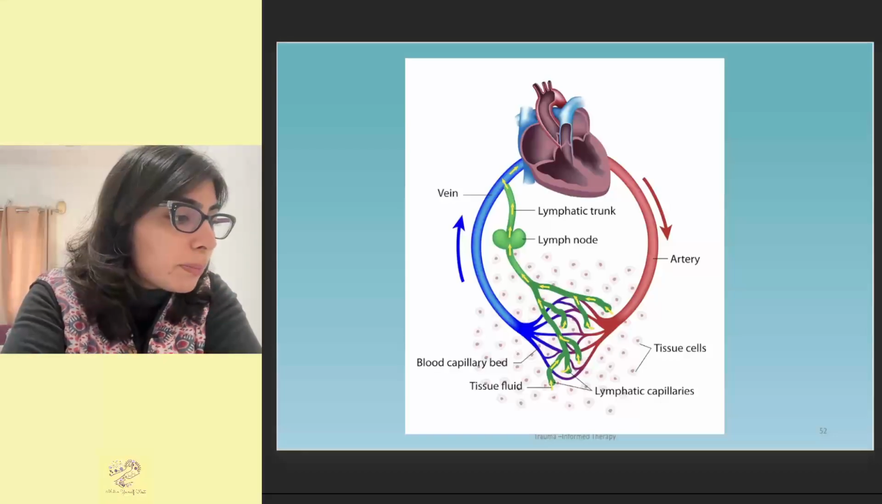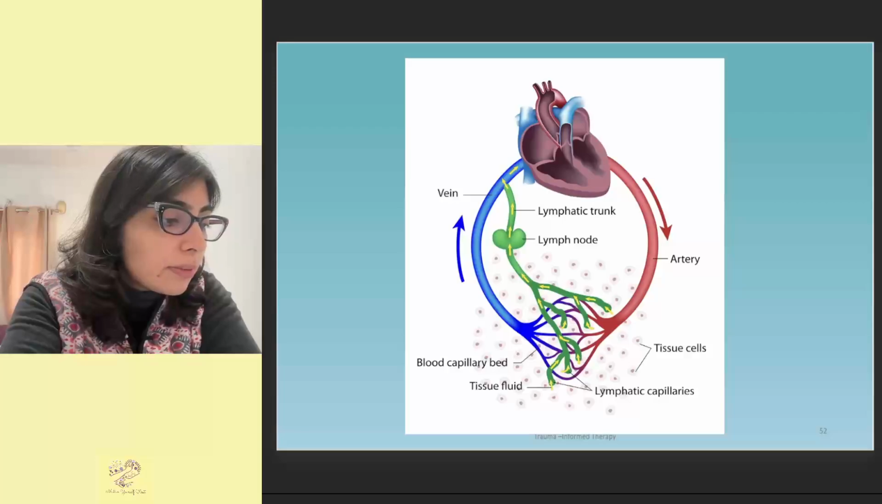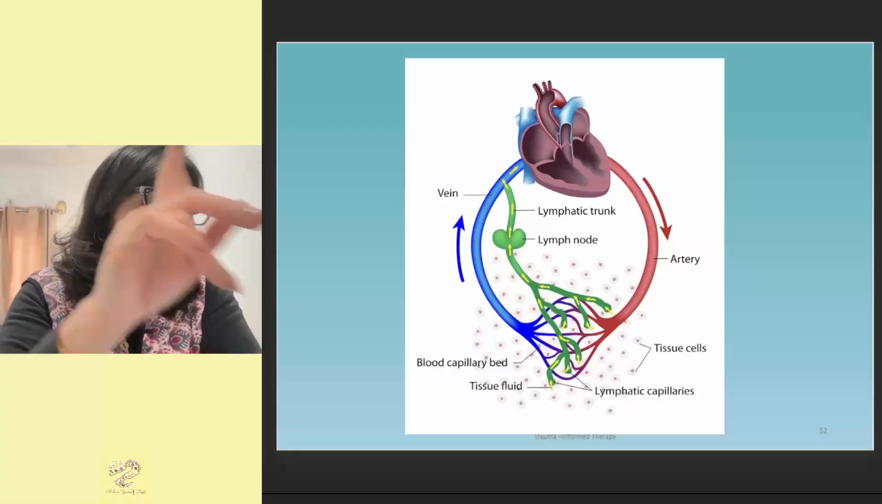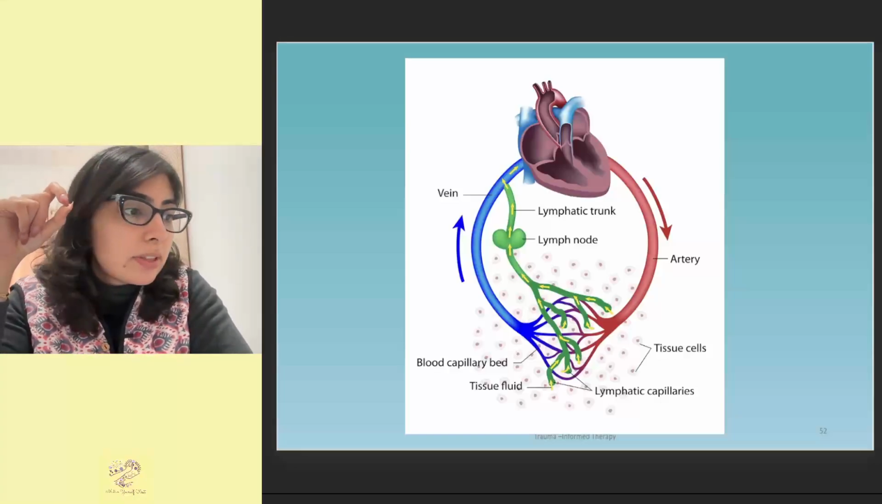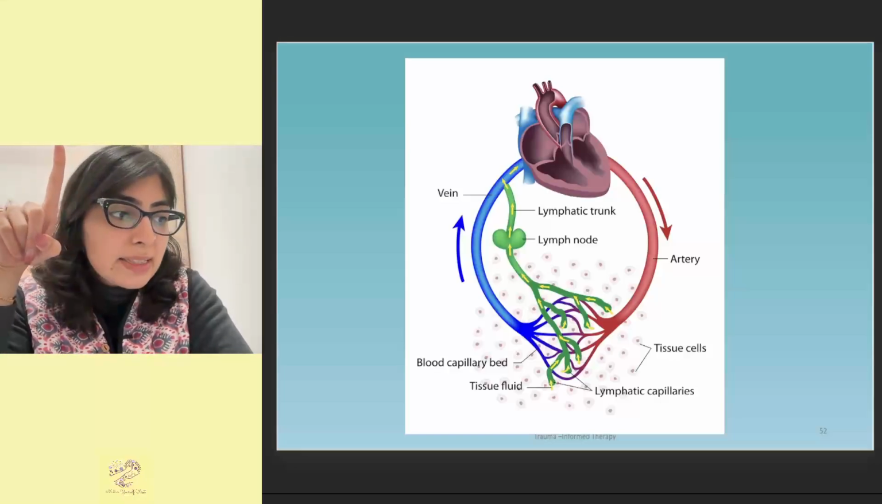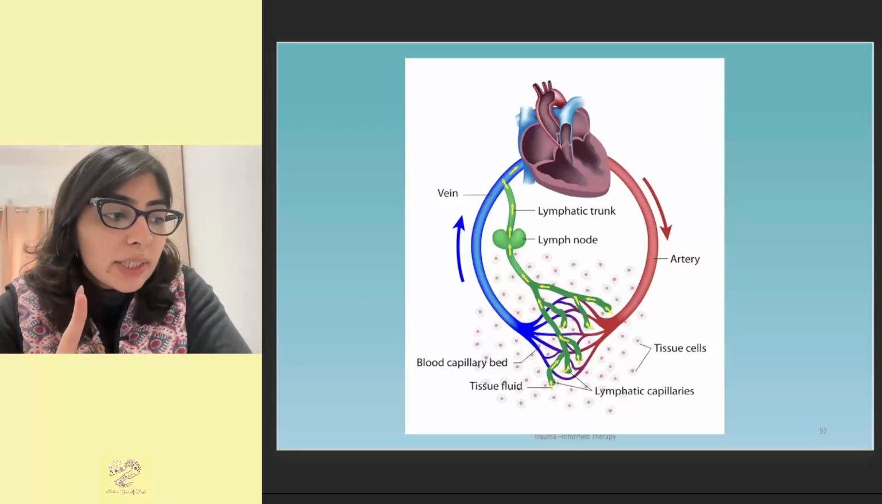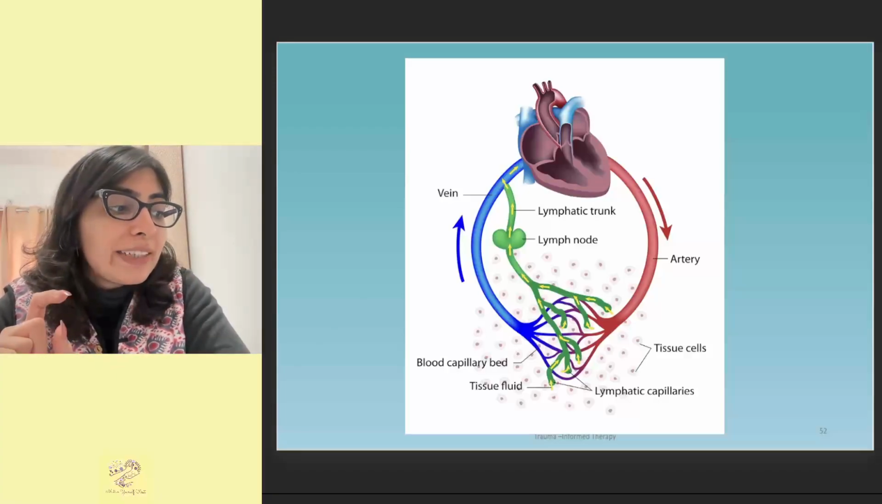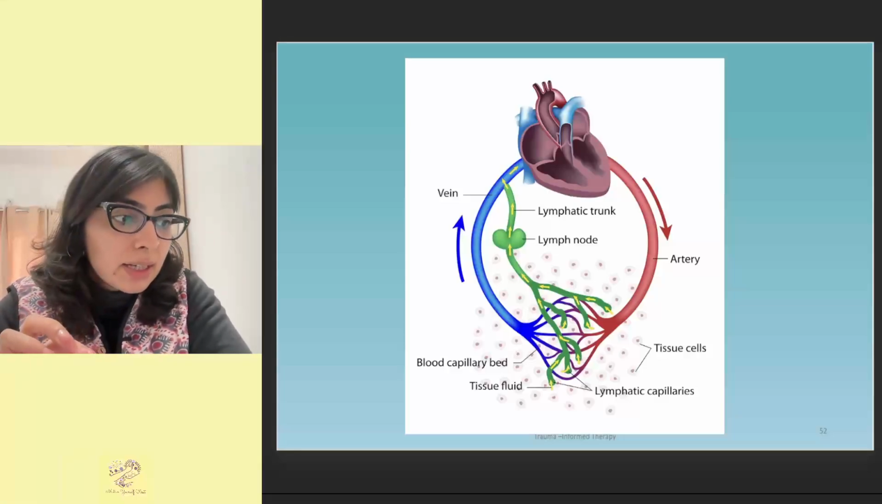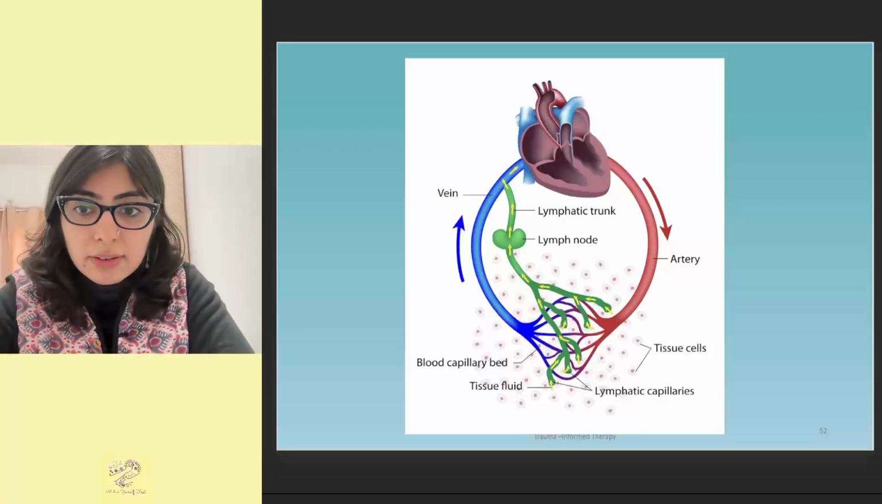Now, if you open your manual, page number 106, lymphatic system, I am reading the anatomy of the lymphatic system. First point is lymph. Clear fluid that flows through the lymphatic system. It's kind of like blood, but it doesn't carry red blood cells. Instead, it carries white blood cells which fight infections.